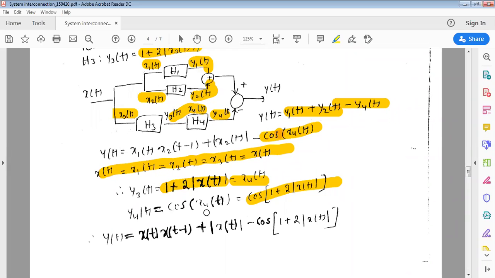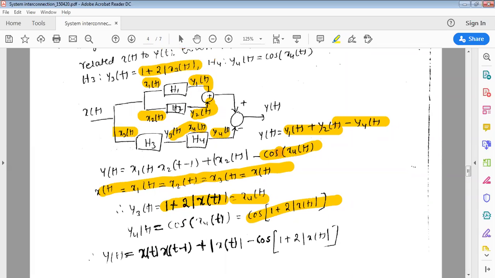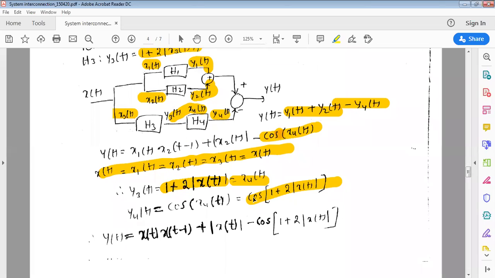How did I get y4 of t, x4 of t? x4 of t is obtained as y3 of t. x4 of t is the same as y3 of t. How do you get y3 of t? y3 of t is equal to 1 plus 2 x3 of t. So what is your x3 of t? x of t. Therefore, I'll write y3 as 1 plus 2 x of t. So I wrote it as x4 of t. This I have substituted in cos. Cos of x4 of t is the same as cos of 1 plus 2 x of t. That I have written here.